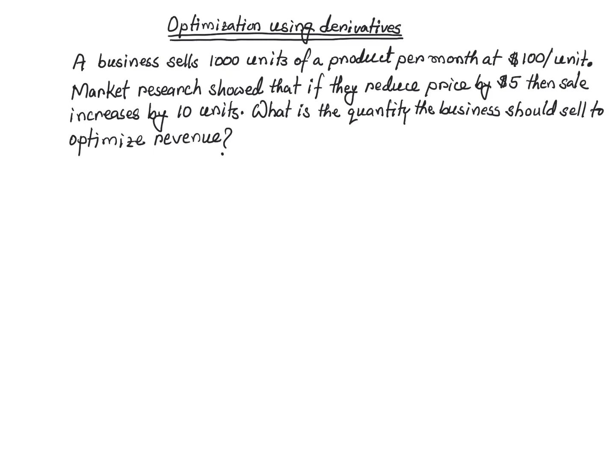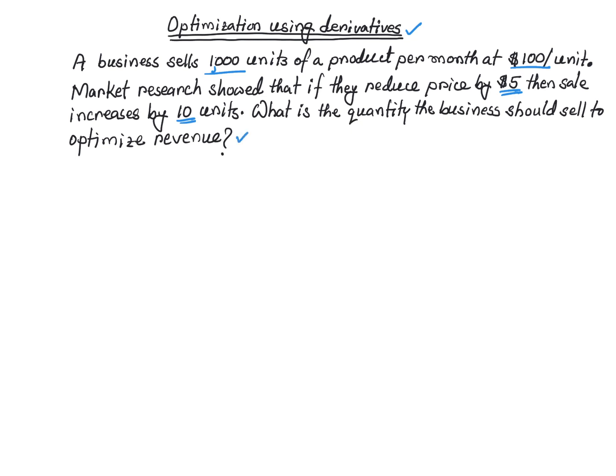In this video, I am going to use derivatives to find the optimal number of units that a business should sell per month in order to maximize their revenue. So let's assume that there is a business that sells 1000 units per month, some product at a price of $100 per unit. But the market research showed that if they reduce the price by $5, then the sale increases by 10 units. What is the quantity the business should sell per month to optimize their revenue?